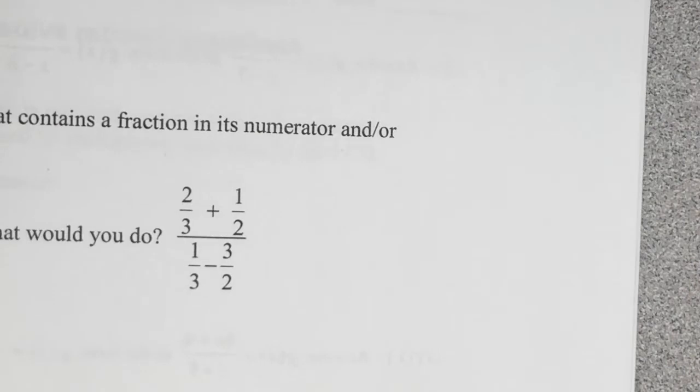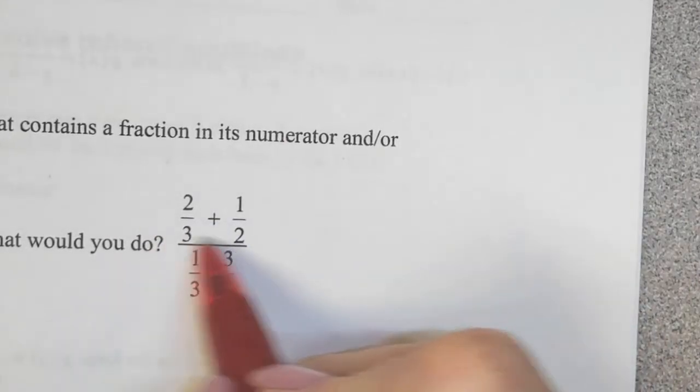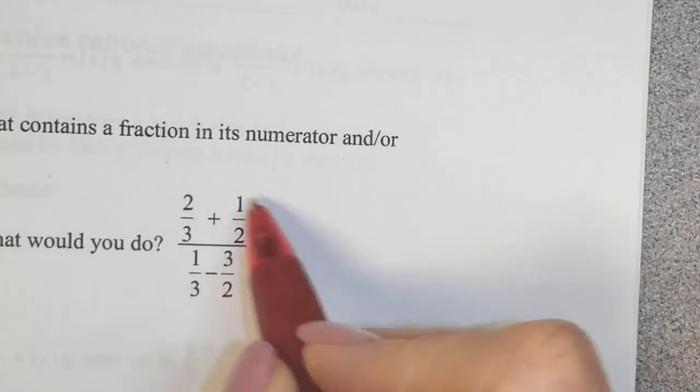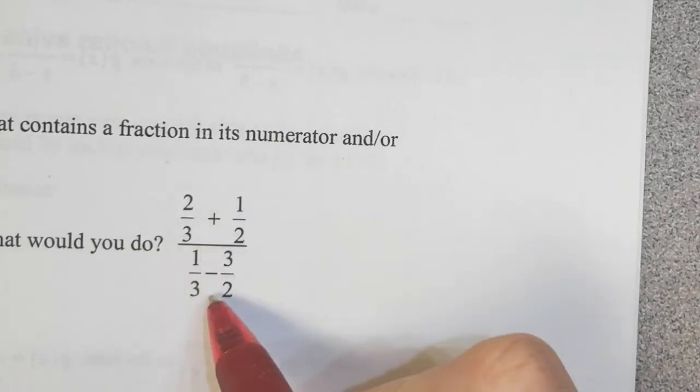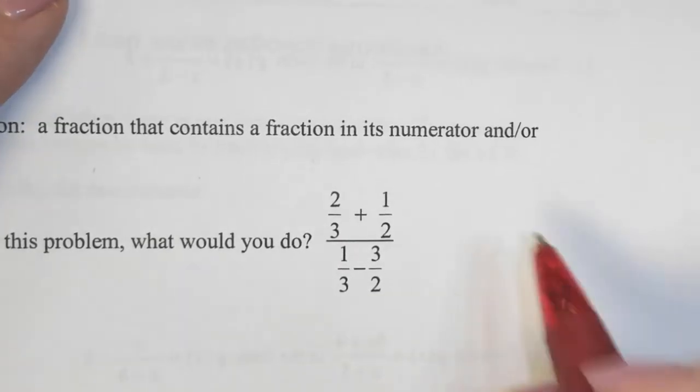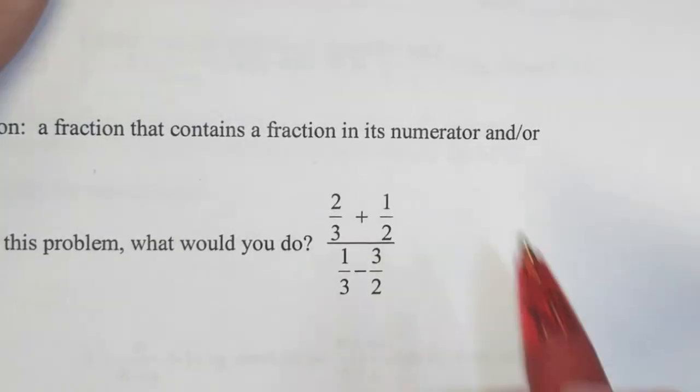Now, I think others of you might say, oh, I'd get a common denominator here and a common denominator here, get this answer, and then do this answer divided by that answer. That's fine too. But let me show you the best and most efficient way of doing it.